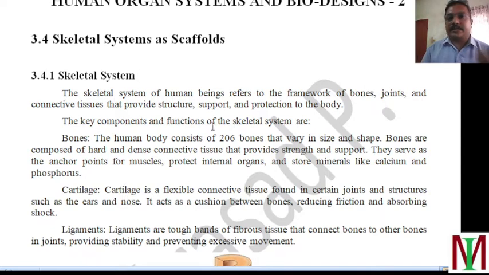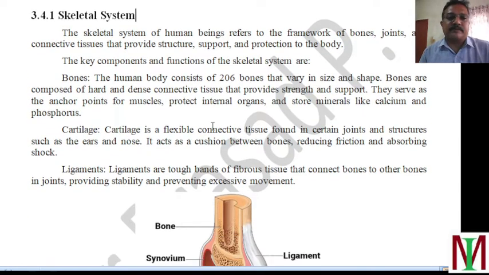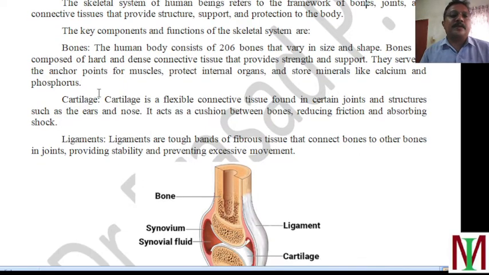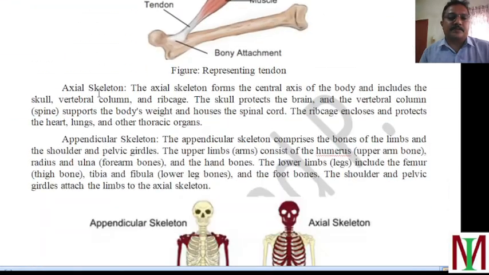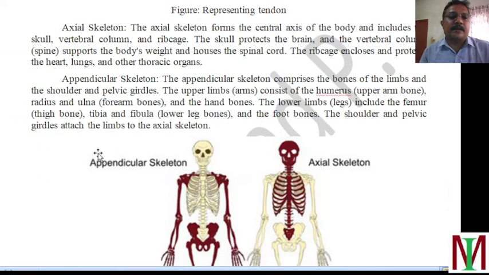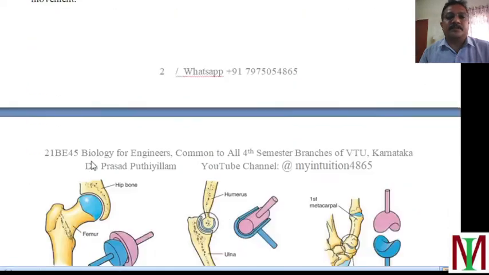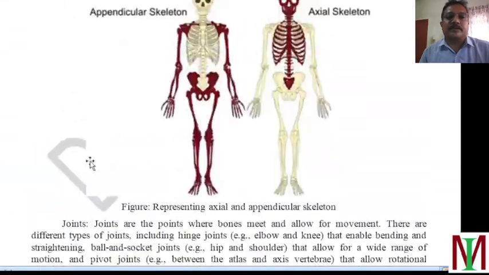first we should know what the skeletal system is. Just brushing up our knowledge on bones. What are bones? Everyone knows. The skeletal system is the framework of bones, joints, and connective tissues which provide structure, support, and protection to the body. The key components are bones, cartilage, ligaments, tendons, the axial skeleton, the appendicular skeleton, and different joints. We'll check them one by one, very slowly.